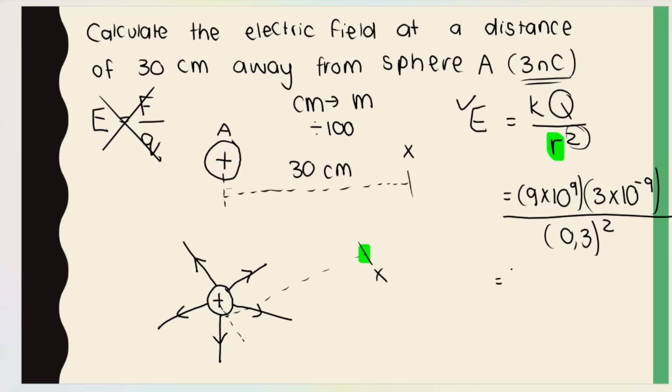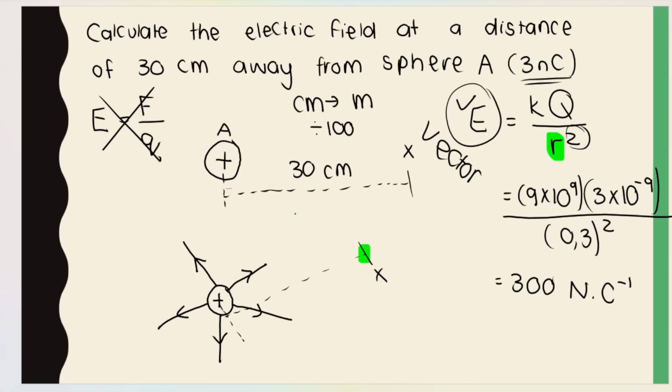And I get 300. Remember, we're looking for E, which means that it's electric field. So the unit is Newton per Coulomb. And because they want electric field, remember we said electric field is a vector, which means it needs a direction. You can't just say 300 Newton per Coulomb. You need to give me a direction. And remember, according to the definition, the direction of an electric field is the direction that a positive test charge would move if placed at that point.